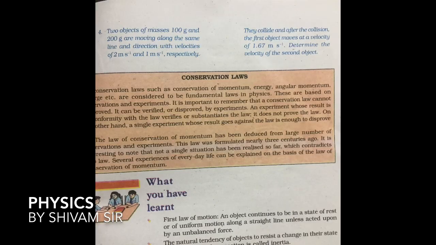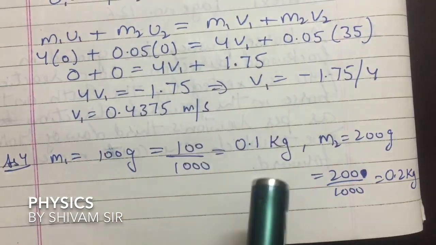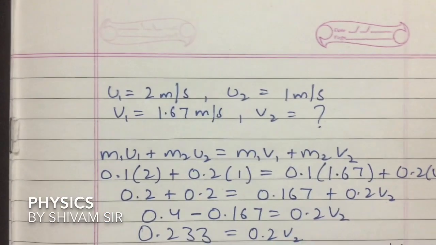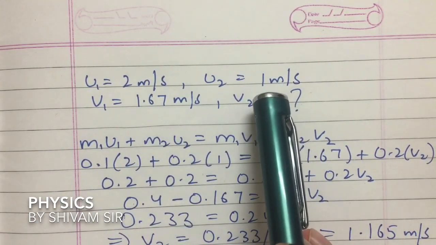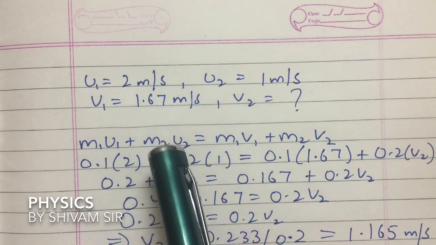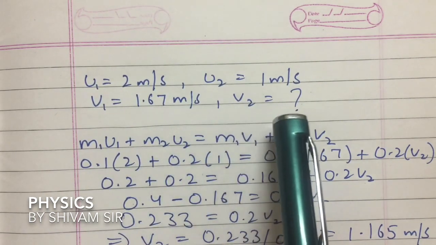So next numerical: two objects of masses 100 gram and 200 gram. So M1 is equal to 100 gram which is 0.1 kg. M2 is equal to 200 gram which is 0.2 kg. They are moving along the same line and direction with velocities 2 meter per second and 1 meter per second. So U1 is 2 meter per second, U2 is 1 meter per second. So they collide, and after collision the first object moves at a velocity of 1.67 meter per second. So V1 is equal to 1.67 meter per second. V2 we have to determine.